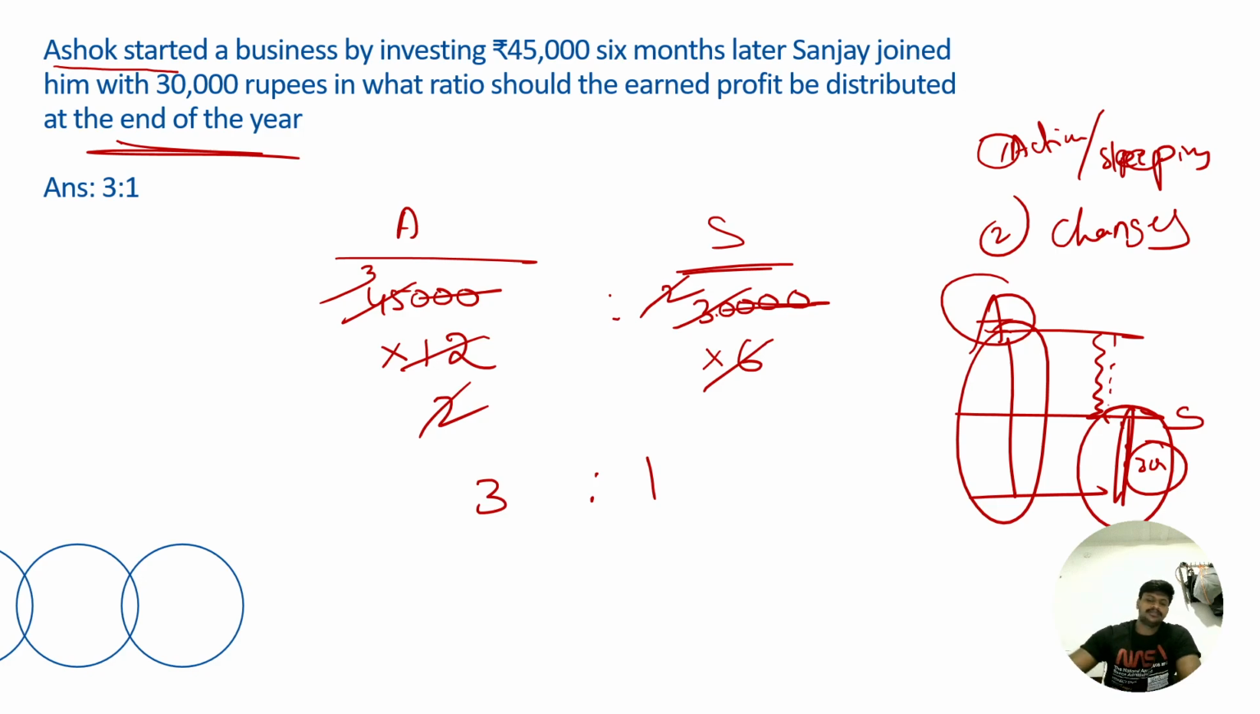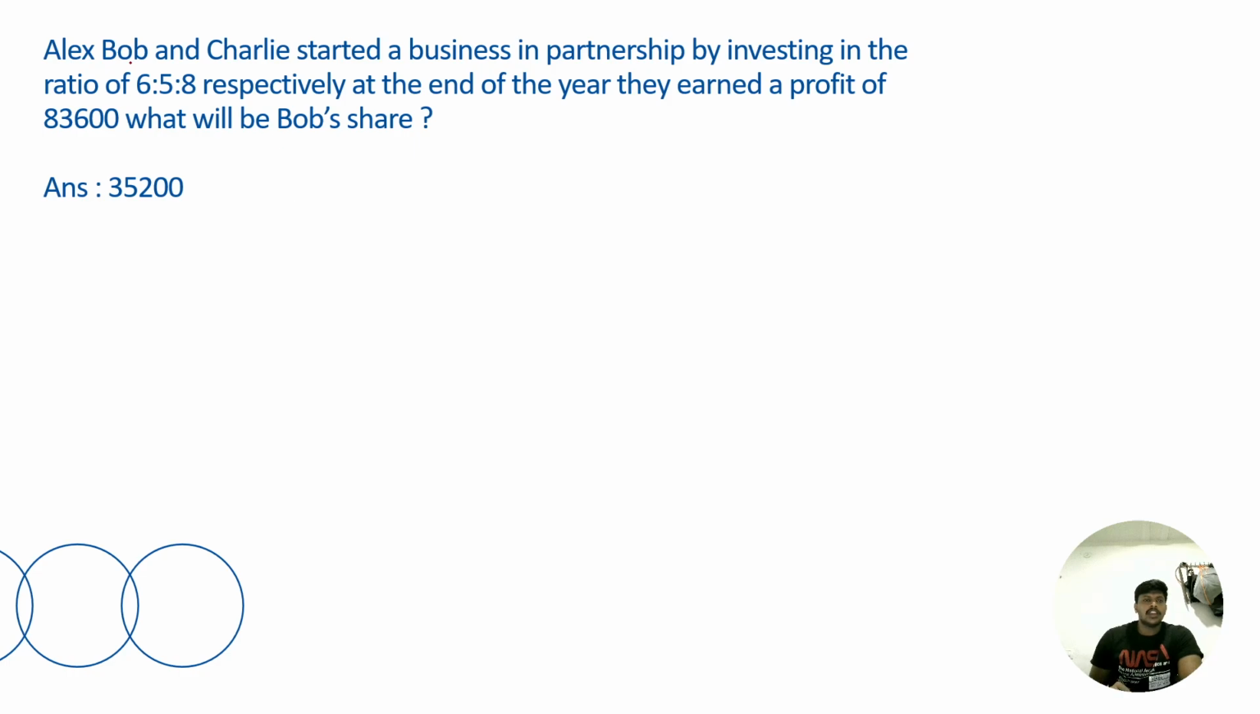Let's move on to the next one. A, B, and C: Alex, Bob, Charlie. I've just written them as A, B, and C. They started a business in partnership by investing in the ratio of 6 is to 5 is to 8. Now listen. Whenever you are solving these kinds of problems, it's better to take 6x, 5x, and 8x, because 6 is to 5 is to 8 doesn't mean that they're investing 6 rupees, 5 rupees, and 8 rupees. They're investing some other amount. That's why it's better to take some variable. But anyway, here we're just talking about the profit. It doesn't matter. But if you are solving any other problem, take 6x, 5x, and 8x.